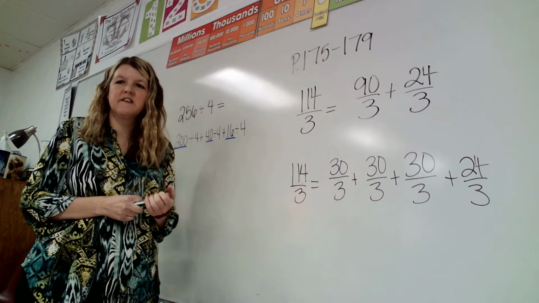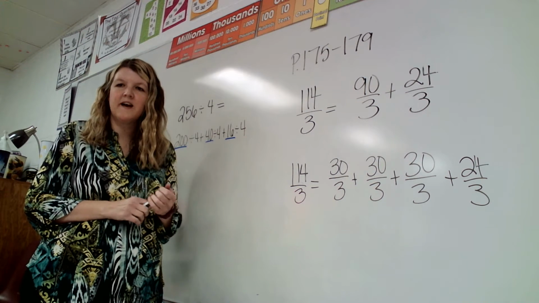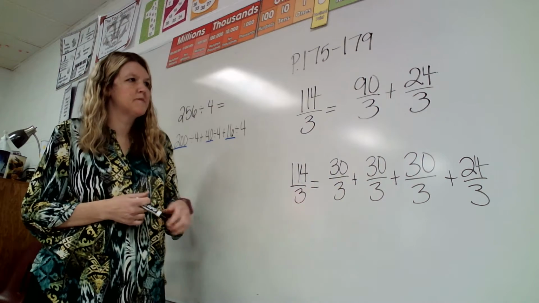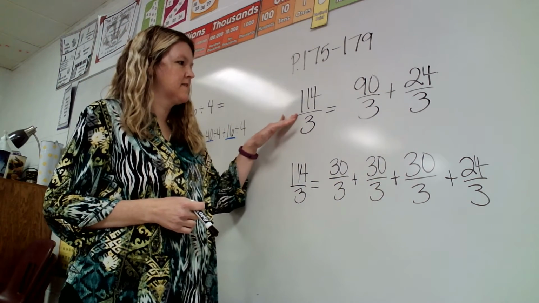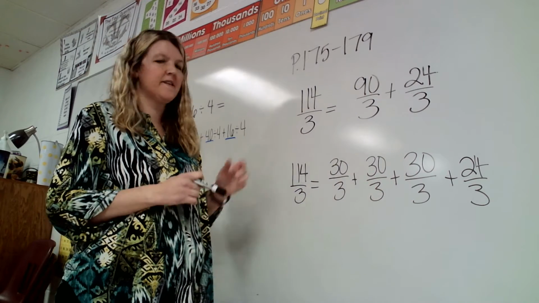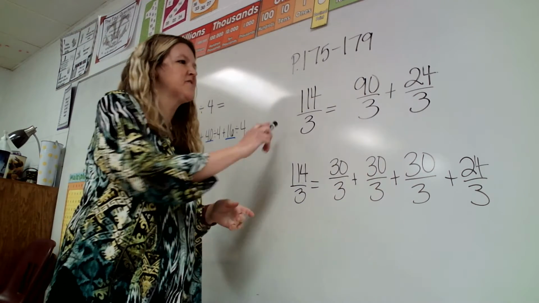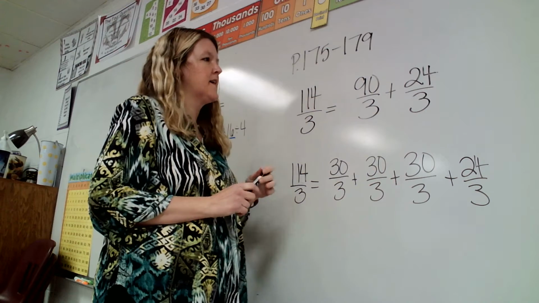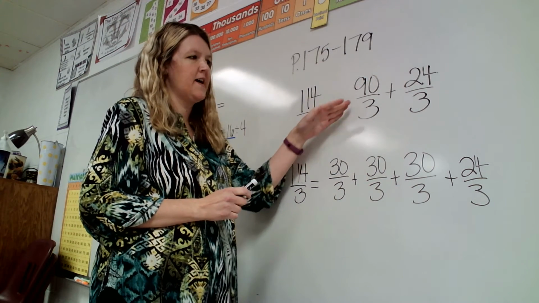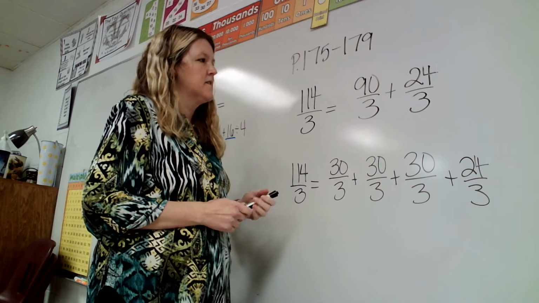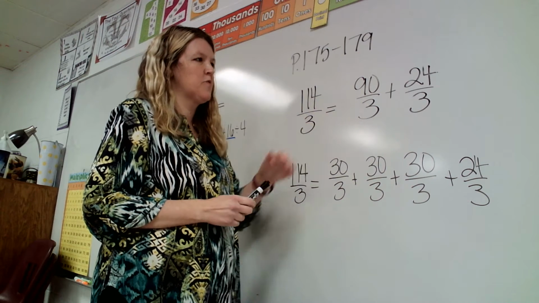All right, we're going to look at a couple of other strategies for dividing. And this first one, 114 divided by 3, we know we can write it as a fraction. And then I can just break it apart. And the reason that I broke it apart into 90 and 24 is because those will divide evenly by 3. So that makes it easier to work with.